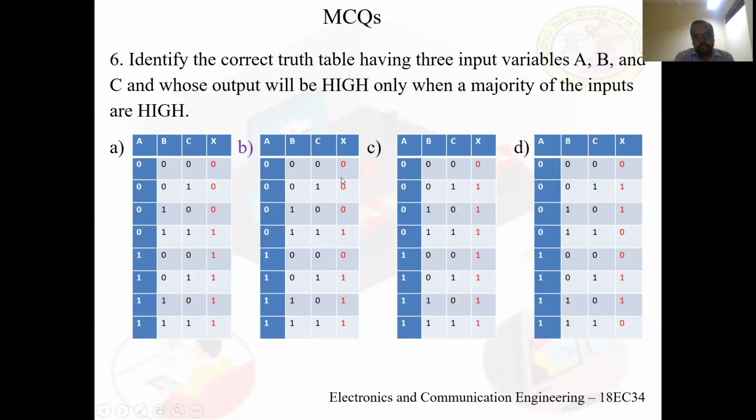When all are 0, it is 0. And again you can see only B is high, the rest of the two are 0. It is not a majority, so the output is 0. Again you can see here A is 1, both others are 0. It's not a majority, so the output is 0. Be very careful when you have this kind of problems.